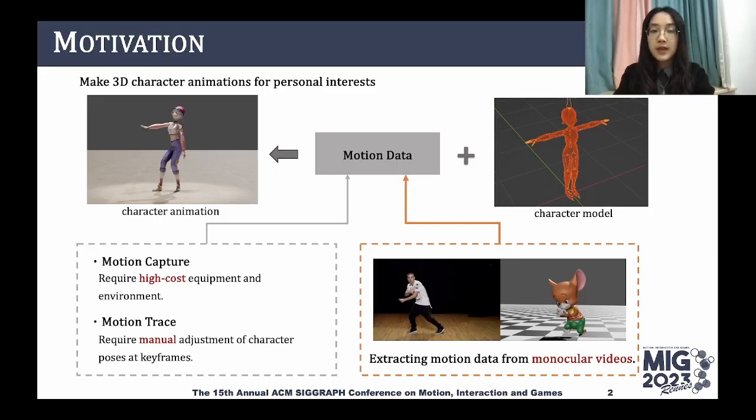Fans of anime and manga often create character animations where they animate their favorite characters dancing, just for personal interests. When they make these character animations, they animate 3D character models using motion data. Usually, this motion data is made with technologies like motion capture and motion tracing, but these methods have drawbacks, such as requiring high-cost equipment or being highly labor-intensive.